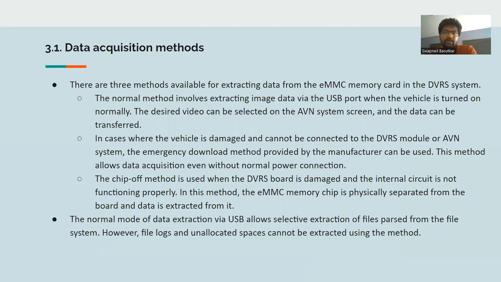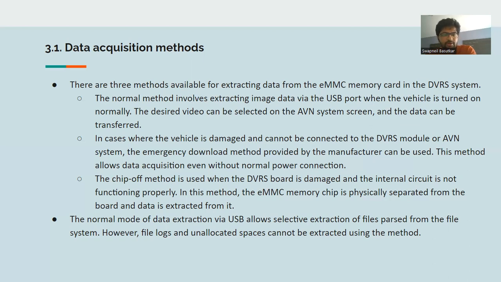Next we see the data acquisition method. Let's say something happens, and now how do you acquire the data? Basically, there are three methods to acquire the data from the eMMC. That is the focus here, the eMMC in the DVR system. The normal method involves extracting image data via USB port. When the vehicle is turned on normally, the desired video can be selected on the AVN system screen and the data can be transferred. This is fairly simple.